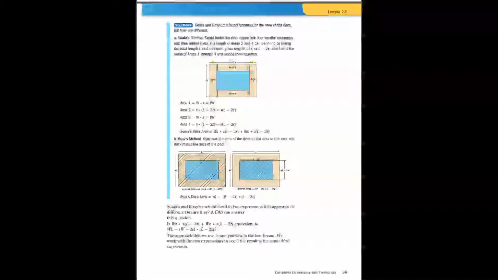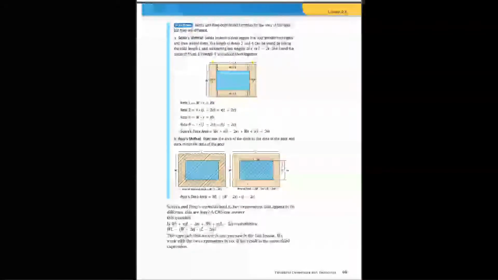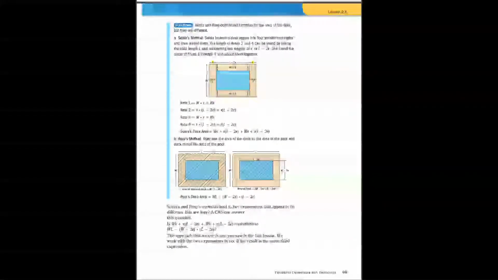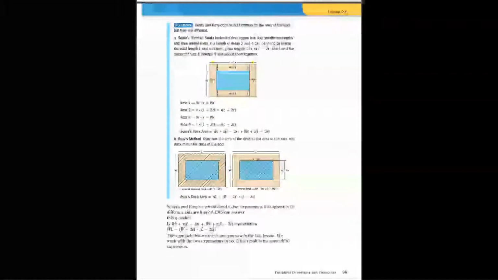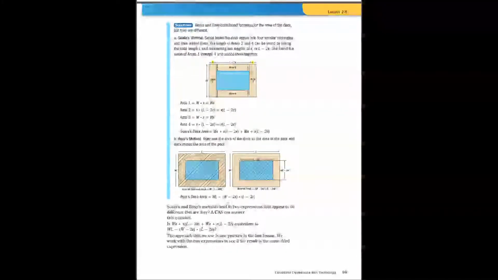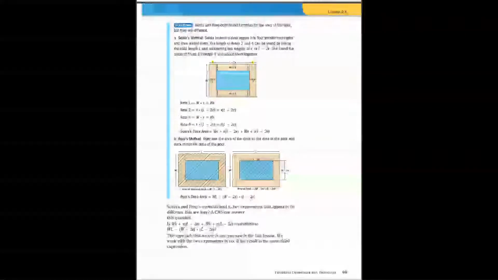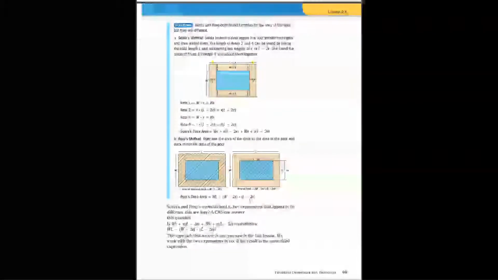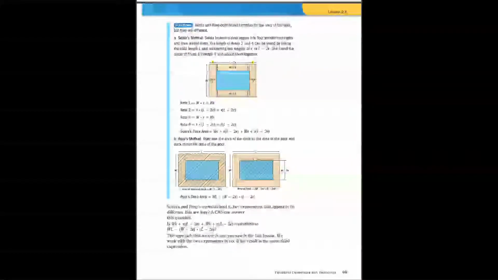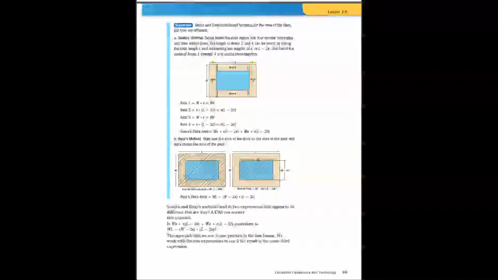So that's her formula. Okay, Roxy's method. She saw the deck as the area of the pool and the deck minus the area of the pool. So she got the entire area, which is W times L, and then she wanted to subtract from it just the area of the pool. So she subtracted W minus 2x, which is the width of the pool, times L minus 2x, which is the length of the pool. So she subtracted out the area. So we've got two methods. You may have had a different method. If you want, you can compare yours to these.